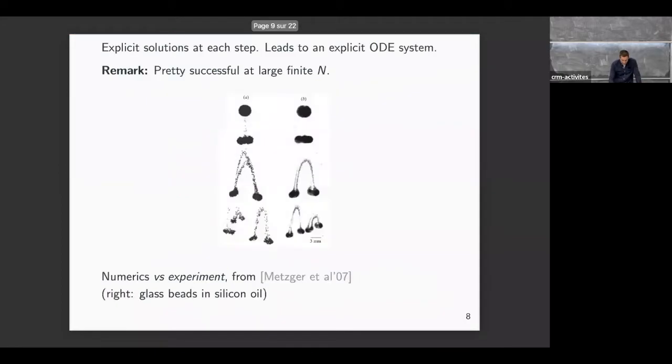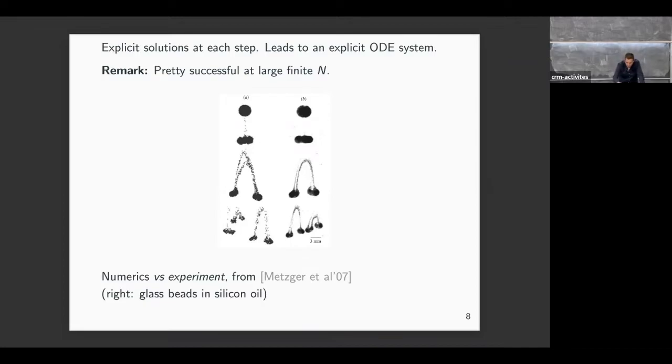And I find it surprising how well it works, because you see, for instance, on this picture, on the left, you have the result of a numerical calculation on this reduced ODE model with 3,000 beads following their centers. And on the right, you have a real experiment where they put some beads of glass in some silicone oil, and they look at the sedimentation. And so, as you see, it's really striking.